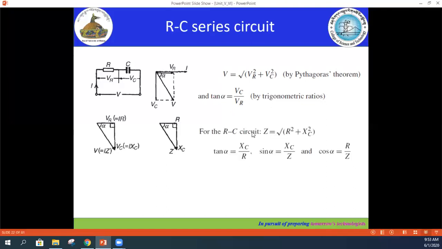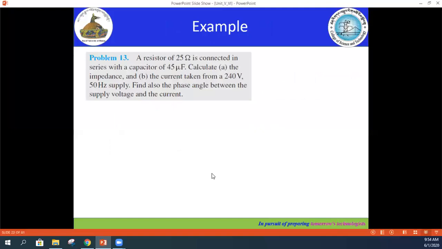Similarly, if we apply the Pythagoras theorem in the impedance triangle, you will have Z equal to root of R square plus XC square, and then you can also determine the phase angle using the trigonometric ratios. Similarly we have numericals here. You can try to solve them, and if you have any doubt, let's discuss in our group chat or in an email.